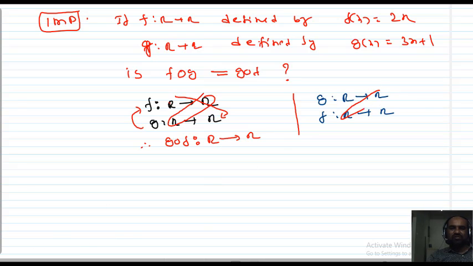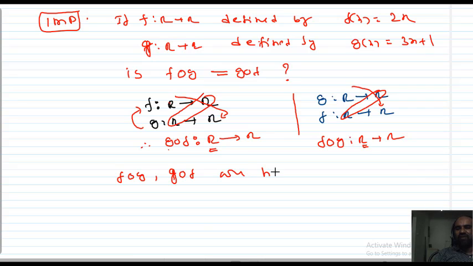So these two are the same. Okay, so a new function exists from R to R. What is that? F circle G, from R to R. What is the meaning of that? G circle F and F circle G have the same domains. If their rules are the same, then I can say that the two functions are equal.